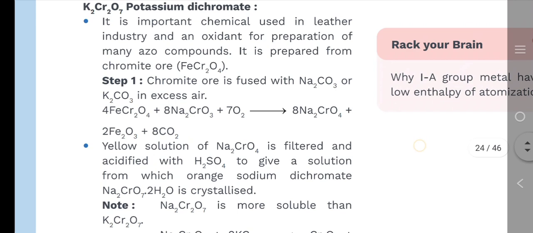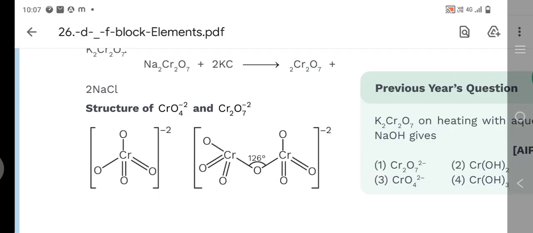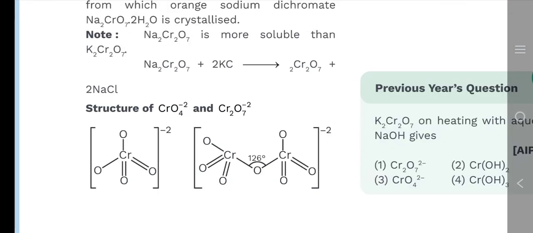sodium dichromate Na2Cr2O7 is crystallized. Note, Na2Cr2O7 is more soluble than K2Cr2O7. Na2Cr2O7 plus 2KCl gives K2Cr2O7 plus 2NaCl.